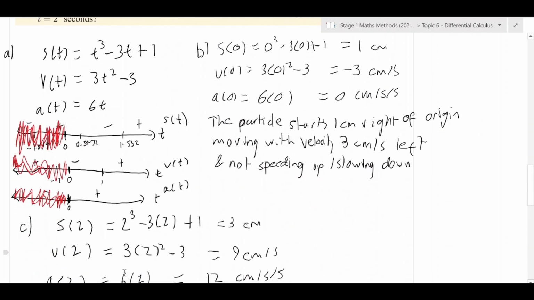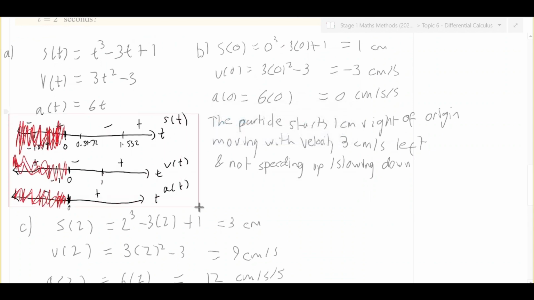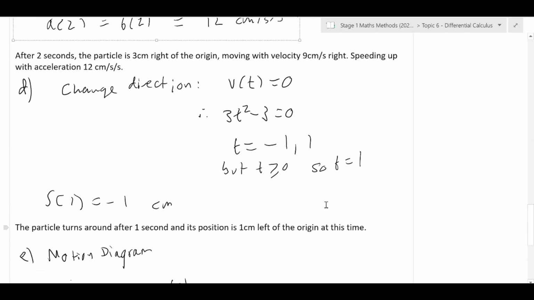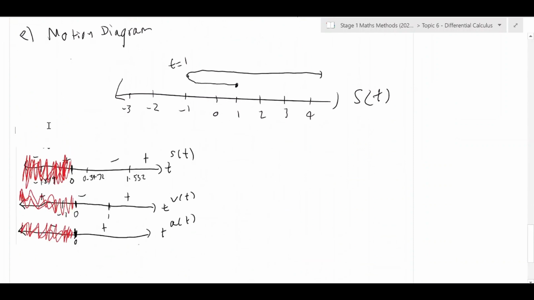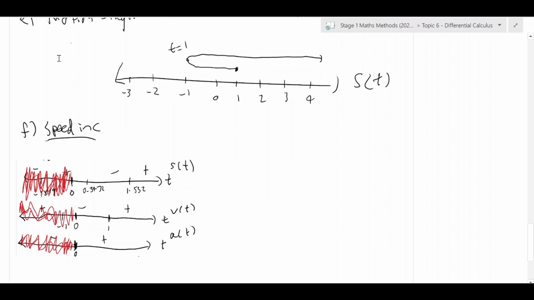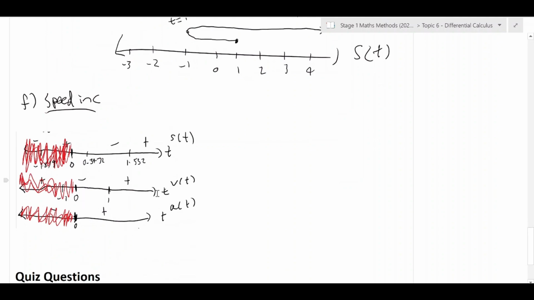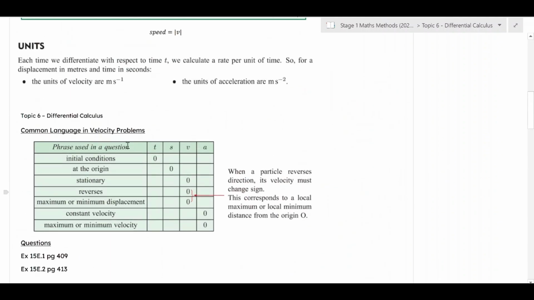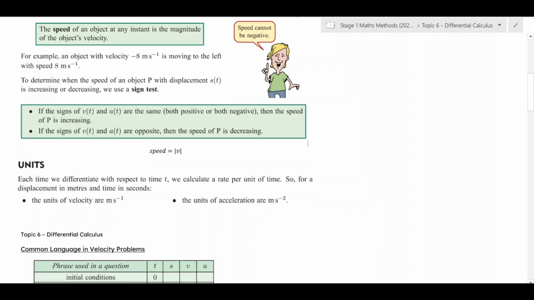So what I'll do is I'll take these sign diagrams again. We'll use those. So F, speed increasing. Essentially, the speed is increasing if the velocity and acceleration sign diagrams are the same sign. So I think it says something like here, like there. So if they're both positive or both negative, then the speed is increasing. And if they're opposite, the speed is decreasing.